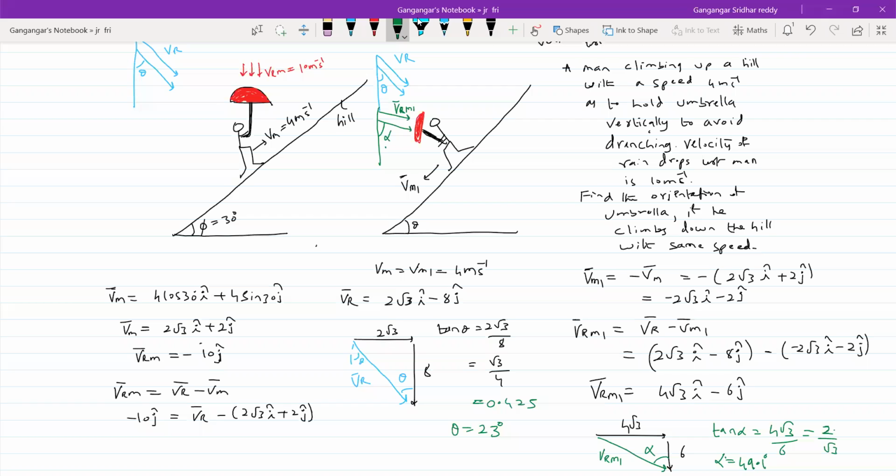So now you can move on any surface. You can accelerate. You can move on any shape. You may climb up the hill, climb down the hill. But overall the basic concept is the same: VRM bar equals VR bar minus VM bar. Finished. Done, sir. Completed this one.